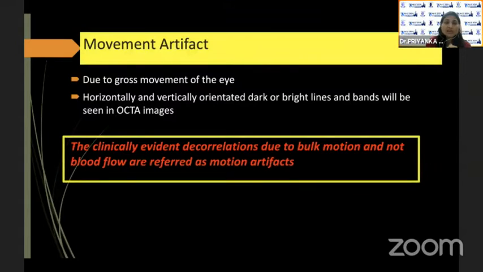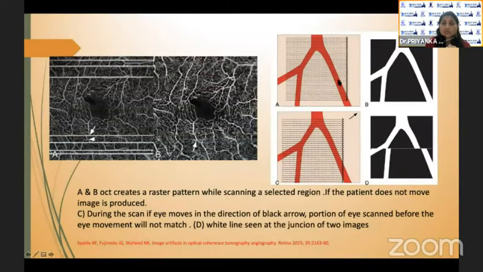segmentation. So let's start with the first, movement artifact, which occurs because of the gross movement of the eye, and you can have horizontal, vertical, dark or bright lines, how it looks like. Now, as we know, OCT creates this kind of raster pattern, and if there is no movement of the eye, this kind of image will be produced. Suppose the eye moves in this direction, the black arrow, then you will see the white line at the junction of two images, and on the OCT angio, you will have this kind of motion artifact. This is with artifact and this is without artifact.